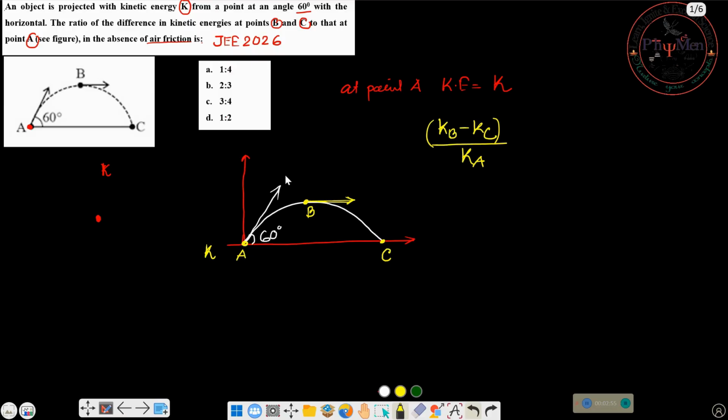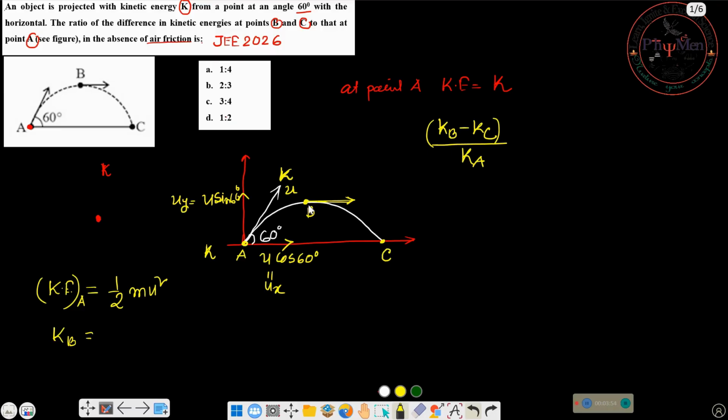Now if kinetic energy here is K, suppose it is projected with some velocity u at some angle, then its x component is u cos 60 and the y component is u sin 60. This is the y component of the initial velocity and this is the x component of the initial velocity. So kinetic energy at A, KA, is equal to half m u square.